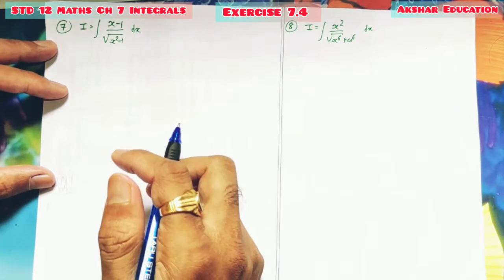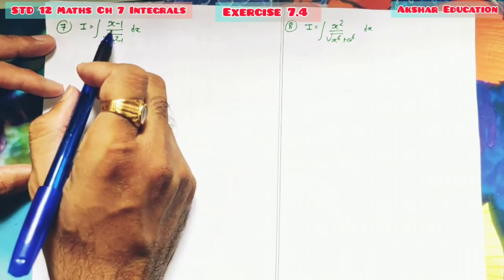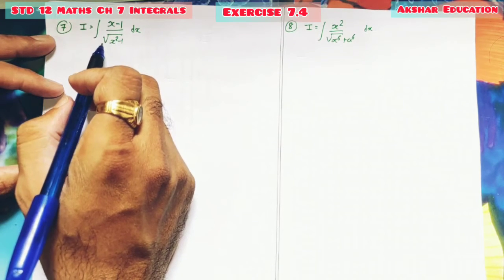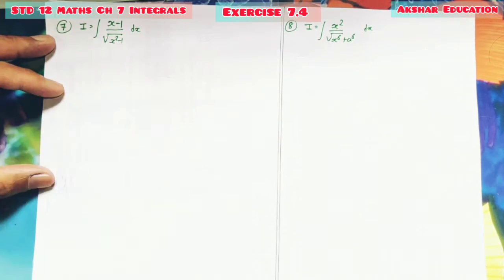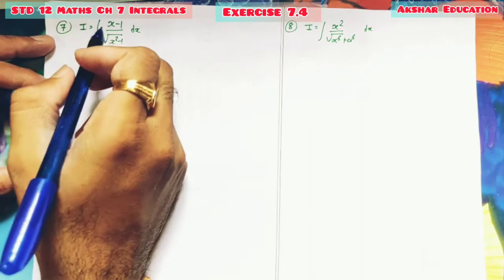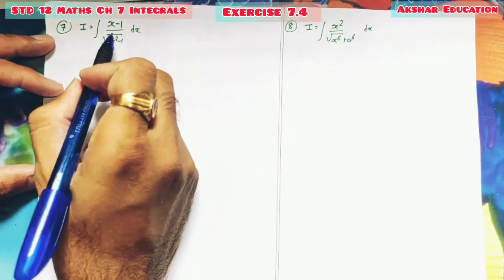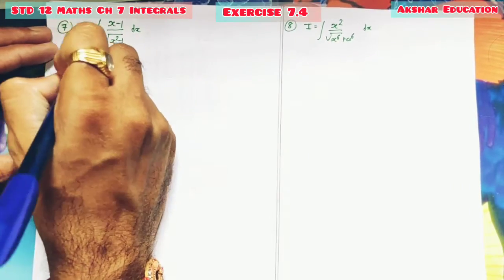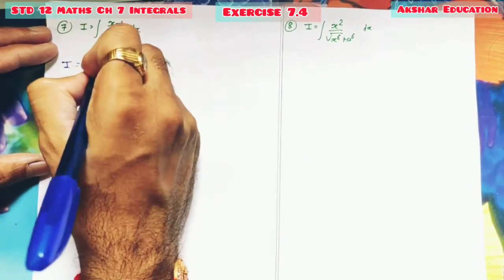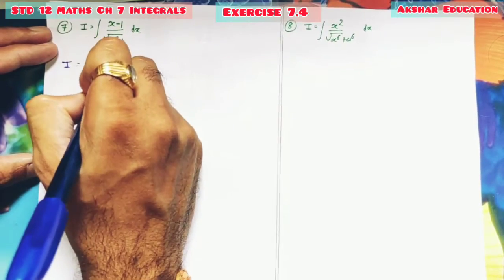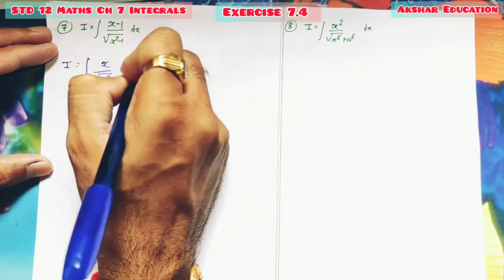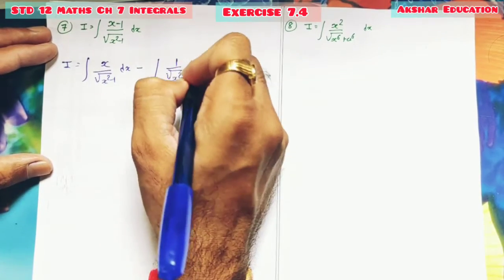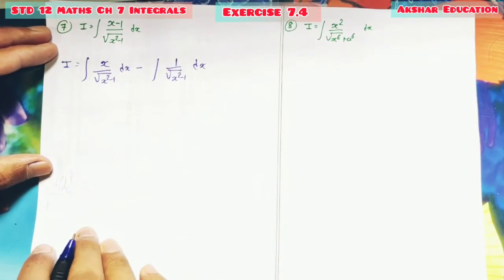Seventh. So here integration of x minus 1 upon square root of x square minus 1 dx is there. So for the simplification of this sum, we are first separating our numerator. So writing this I as x upon square root of x square minus 1 dx minus 1 upon square root of x square minus 1 dx.